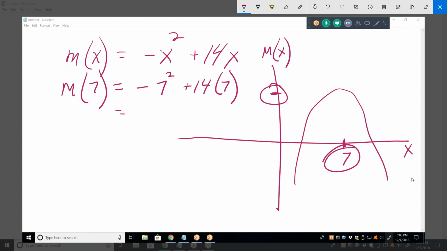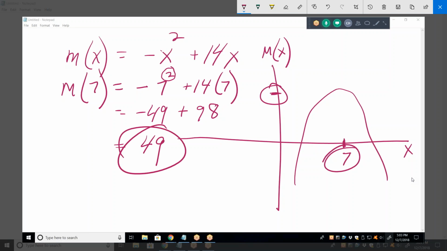Isn't it plus minus? No. This 2 right here only applies to the 7. It does not apply to that negative sign. Negative 49. Okay. Plus 98. That's how many mosquitoes you're going to get with 7 inches of rainfall. Or in thousands or millions. What is it, in millions? I doubt you'd get only 49 mosquitoes.